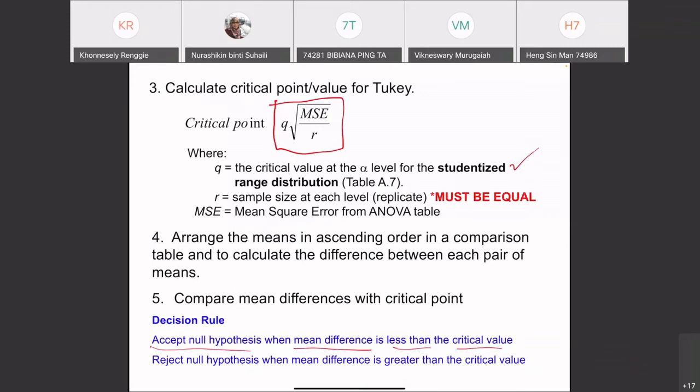And you also have to know what is R. R is the sample size at each level. So if the number of data for each sample is 5, then the R is 5. MSE is the one that you obtain from the ANOVA table, from what you have done previously. When you calculate the SST, SSE, then MSE is what you got from SSE divided by the degree of freedom for the error. So it should be known before.